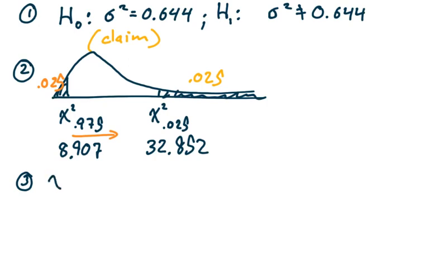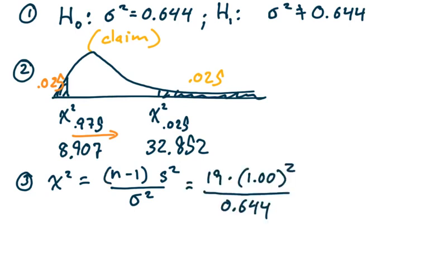Next, we calculate the test statistic. Chi-squared, same way, is n minus 1 times s squared, all divided by sigma squared. Here we keep in mind that we get 19 from doing 20 minus 1, the sample size is 20, therefore the degrees of freedom are 1 less than that, 19. Notice we were given s is 1.00, so we technically have to square that. Versus here, they told us not sigma, but they gave us sigma squared, so make sure we don't square that one. And this works out as 29.5.